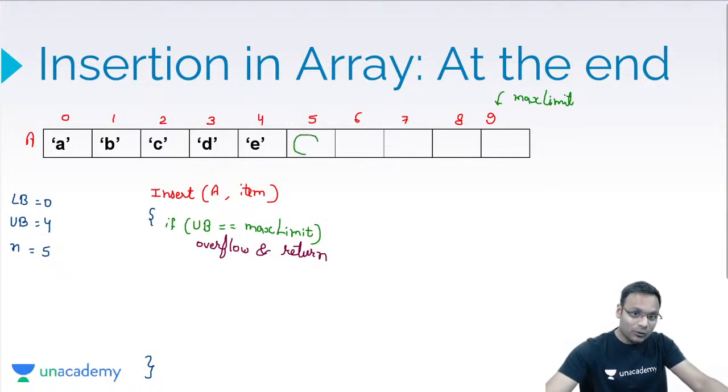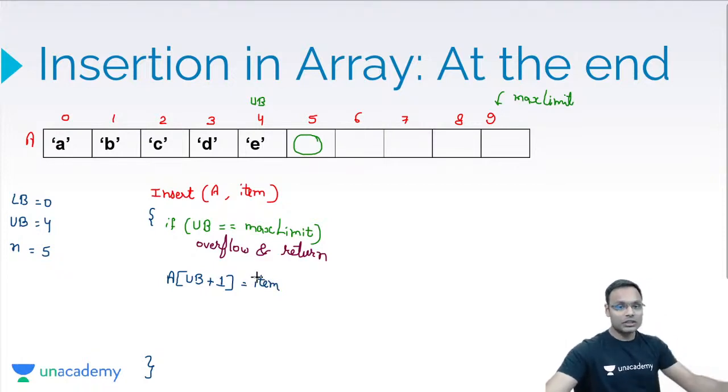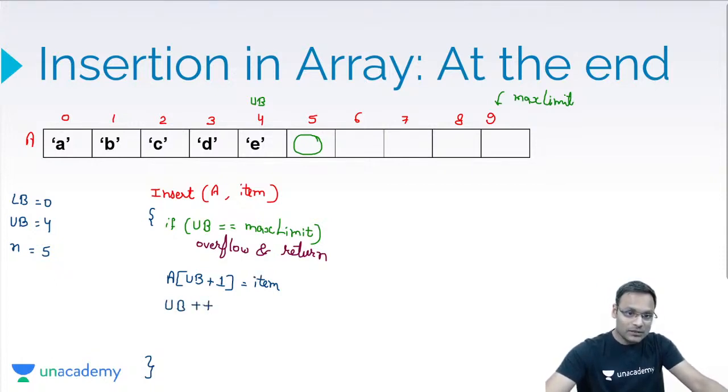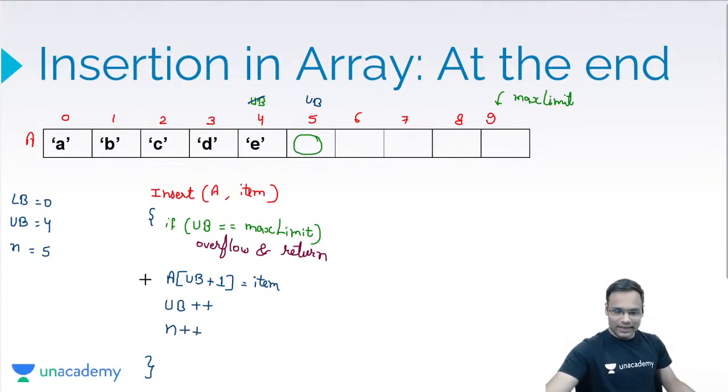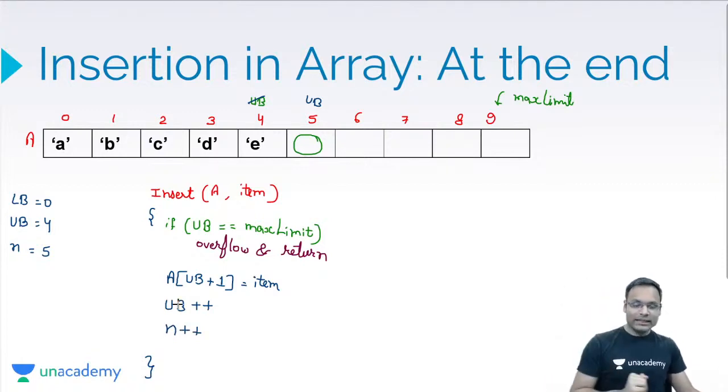If we can perform insertion, meaning this condition is false, what exactly will I do? On this index I'll have to insert the new element. Upper bound is here, so which index is it? Upper bound plus 1. So in the array, on index upper bound plus 1, I will insert the element, this item, whichever is given in the algorithm. After that, I'll have to do upper bound plus plus, so upper bound comes here, and I'll also do n plus plus, the number of elements will also increase if I'm maintaining it. That's it. It's done.